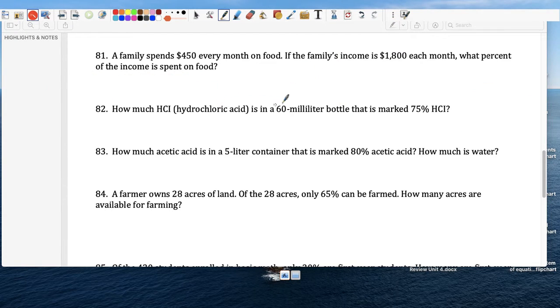How much hydrochloric acid is in a 60 milliliter bottle that's marked 75% hydrochloric acid? So you get a bottle that has 60 milliliters. 75% of it is made of hydrochloric acid. So how much of the 60 milliliters is hydrochloric acid? So 75%.